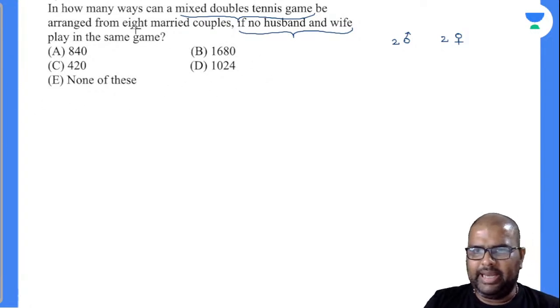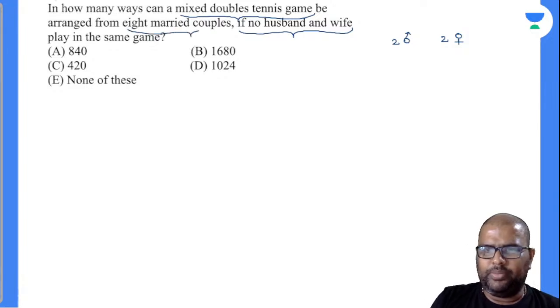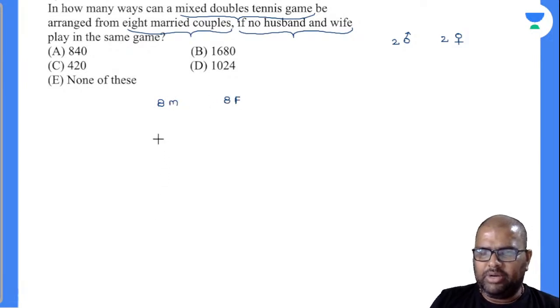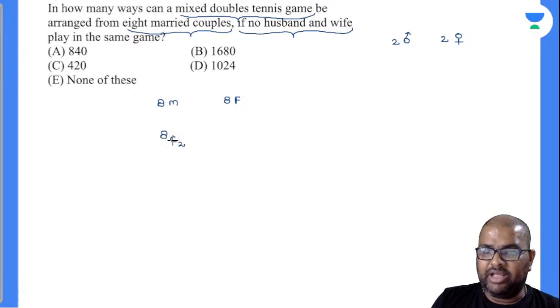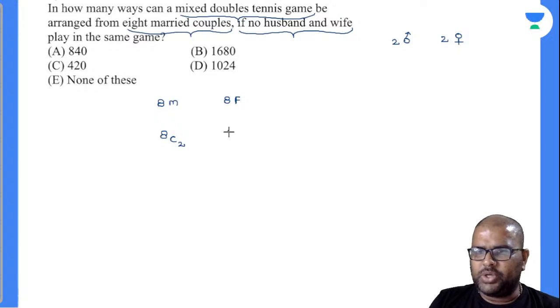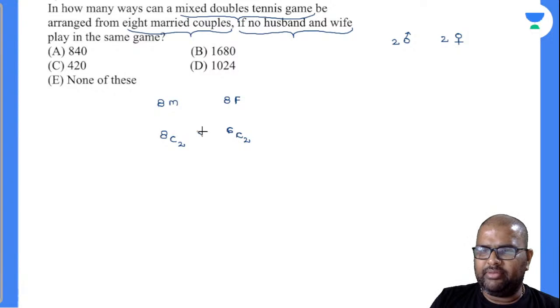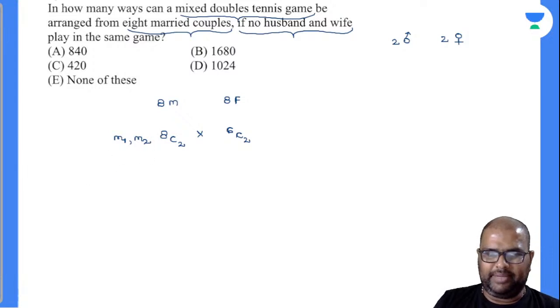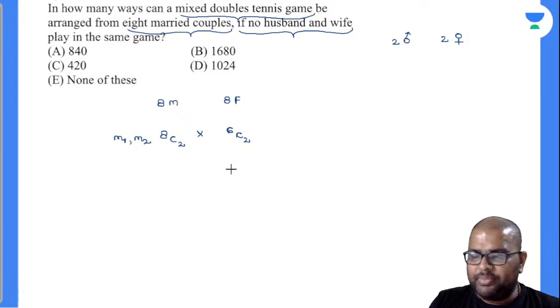Let's suppose 8 married couples means totally how many males will be there? 8 males and 8 females. Let's start selecting. Out of 8 men, if I select 2 men, their respective wives should be eliminated. So how many choices will we have for female? Only 6. 6C2. This is one way. Let us suppose you selected M1 M2, so W1 W2 will be eliminated. So the same combination will work out.